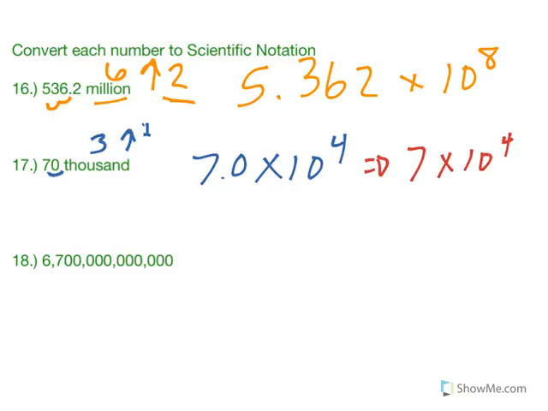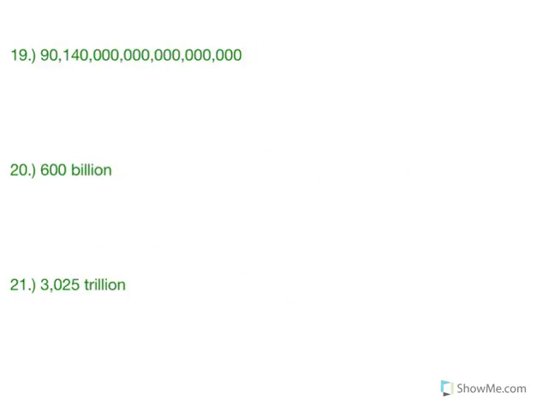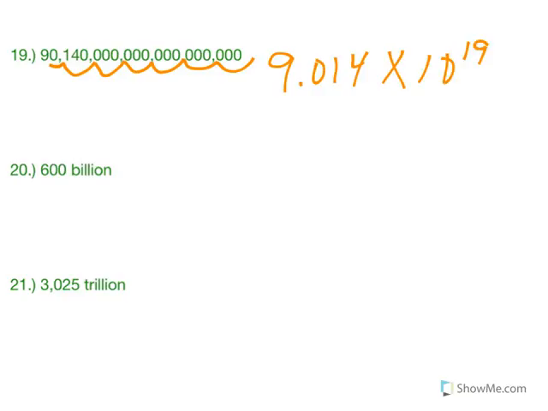Number 8, we're moving it 3, 6, 9, 12 places, so 6.7 times 10 to the 12th. That one's a little nicer because they give it to you in standard form. Number 19, wow, a lot of numbers. So 3, 6, 9, 12, 15, 18, 19. So 9.014 times 10 to the 19th.